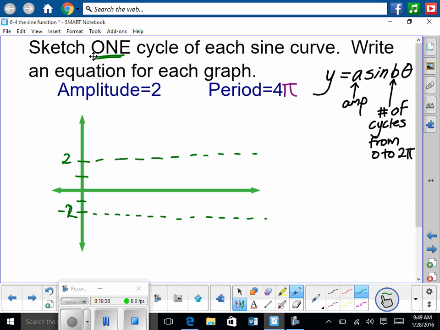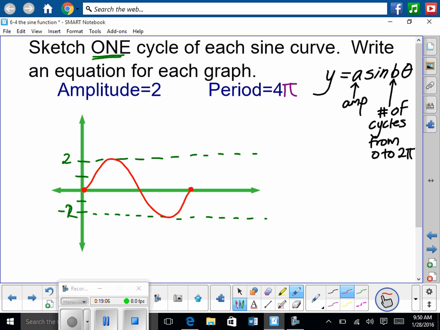So we're bouncing between 2 and negative 2, because that's our amplitude. Now our period is 4 pi, but before I even think about that, I'm going to draw in one cycle. So drawing in one cycle would be, I'm going to start here, right? And going all the way to the top, all the way to the bottom, and back to the starting point. Does everybody see how that's one cycle?